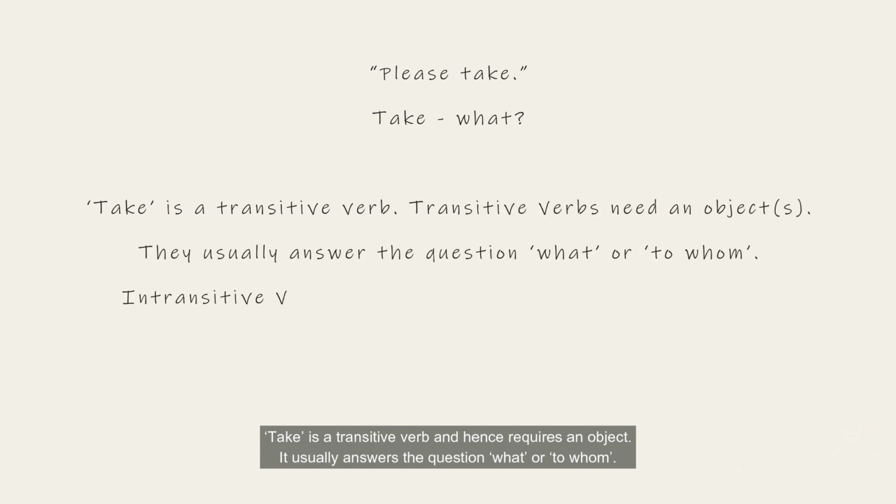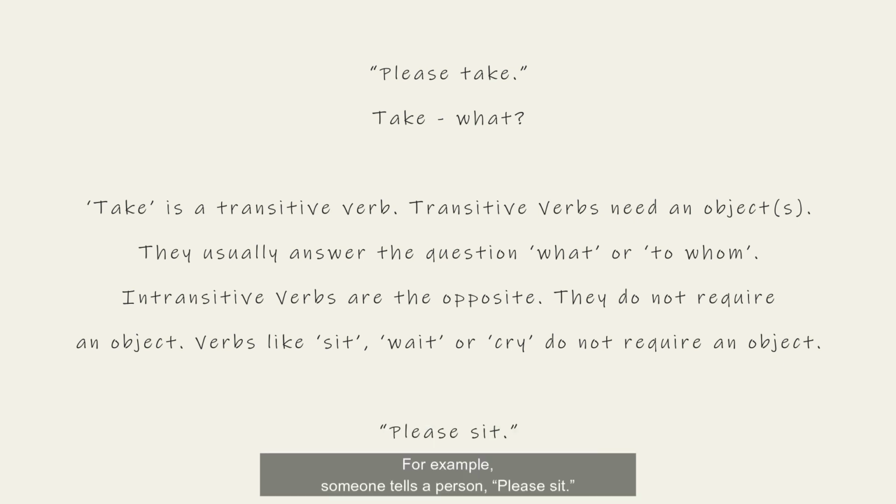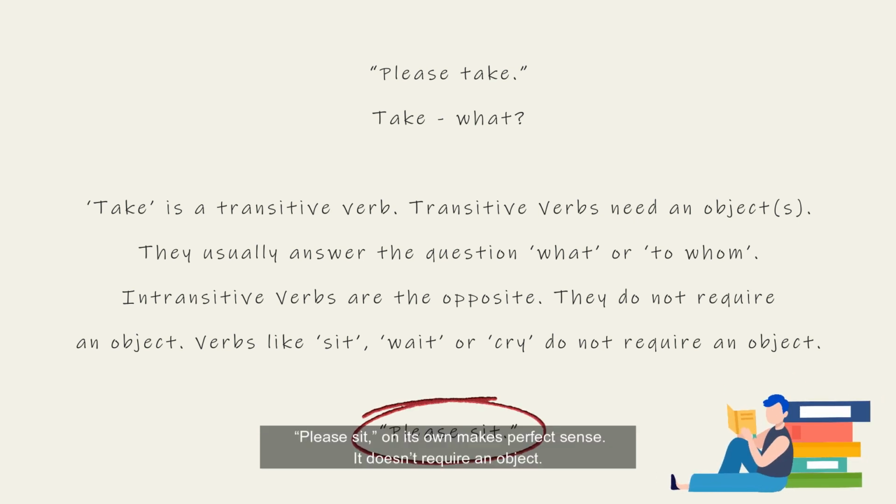It usually answers the question, what, or, to whom. Intransitive verbs like sit, wait or cry do not require an object. For example, someone tells a person, please sit. Please sit, on its own makes perfect sense. It doesn't require an object.